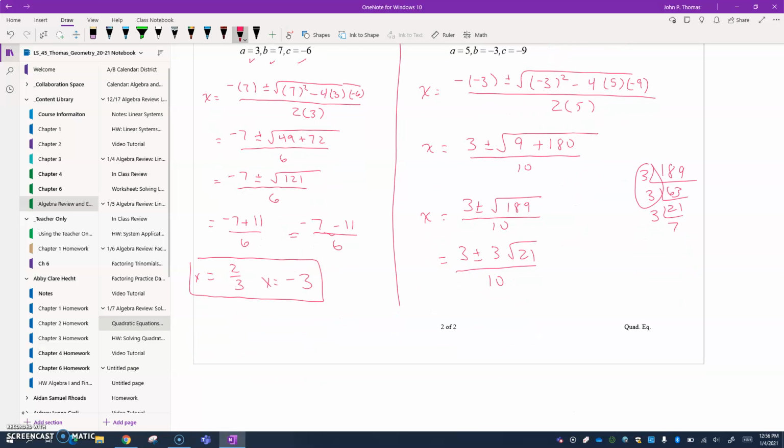Now, typically we write this out as two answers. So we've got 3/10 plus 3 root 21 over 10. And we also have 3/10 minus 3 root 21 over 10. And those would be my two answers. All right, so that's a quick review of solving with the quadratic formula.